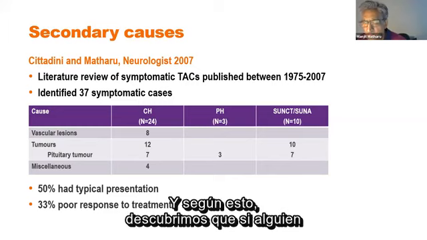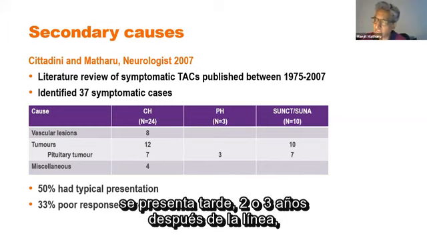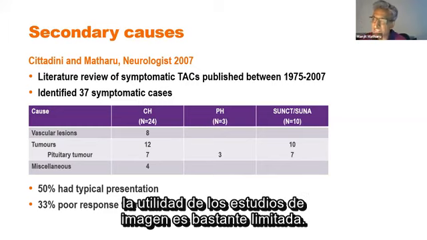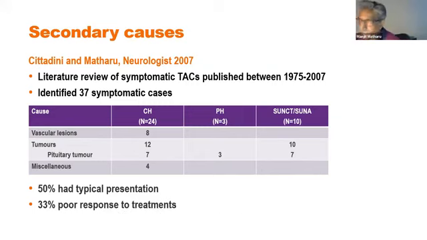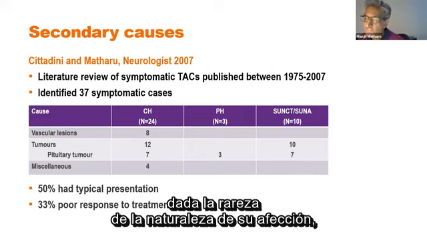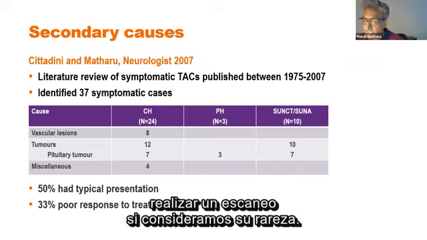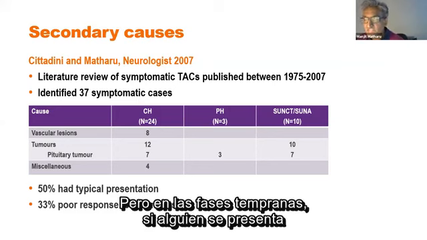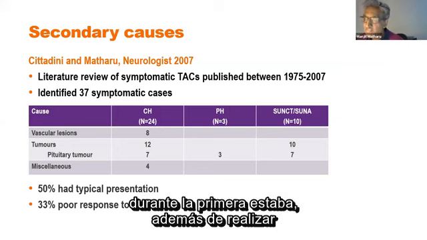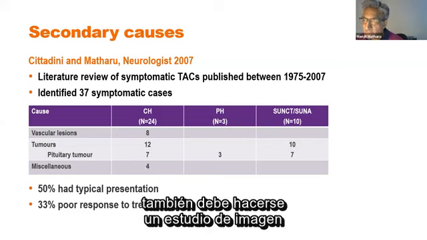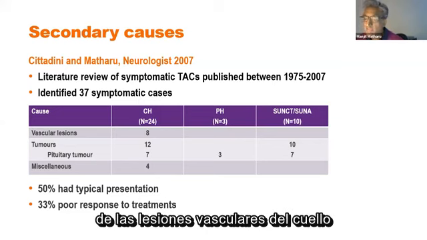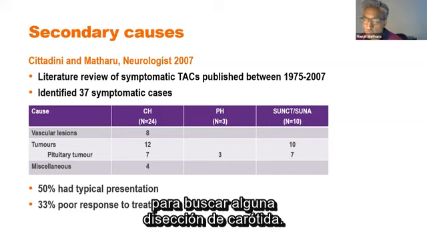And on the basis of this, we found that if somebody presents late, 2 or 3 years down the line, the utility of imaging is actually quite limited, but almost all of these patients, given the awful nature of their condition, will ask for a scan. I think it's quite reasonable to do a scan, given how rare it is. But in the early phase, if someone is presenting in the first bout, my own practice is to not only image the head, but also to image the neck vasculature to look for carotid dissection.